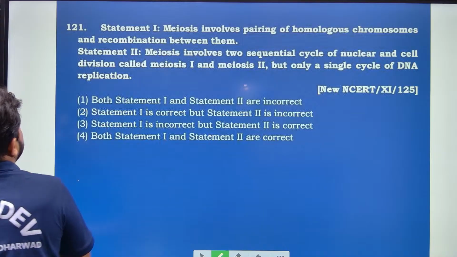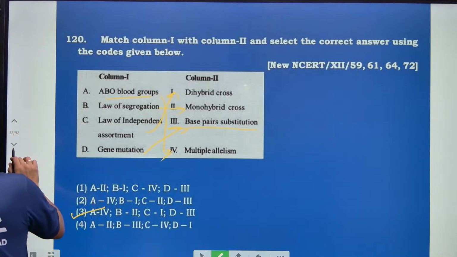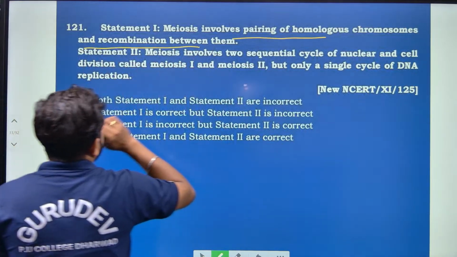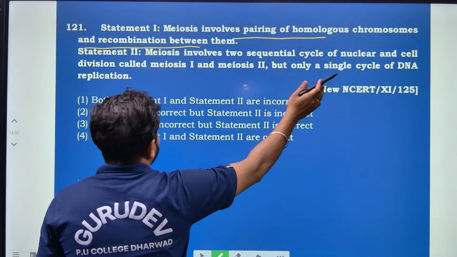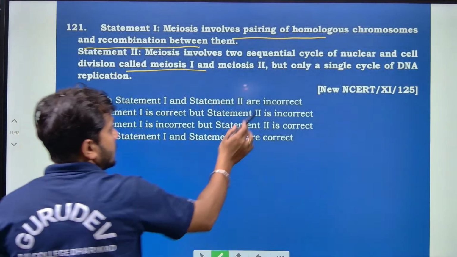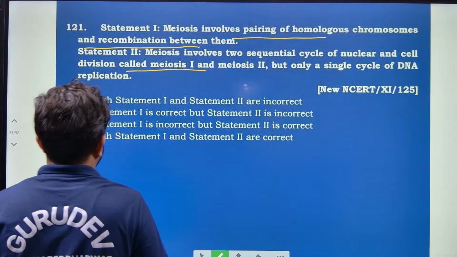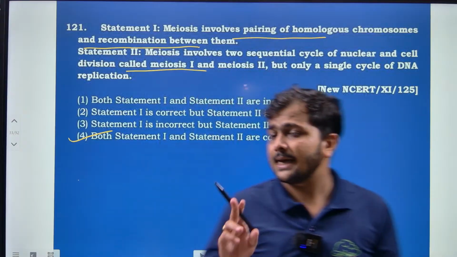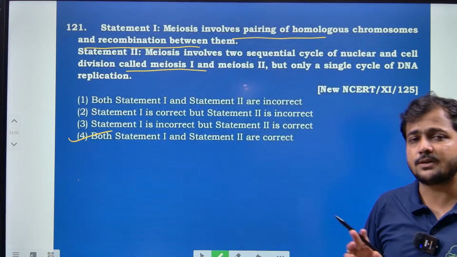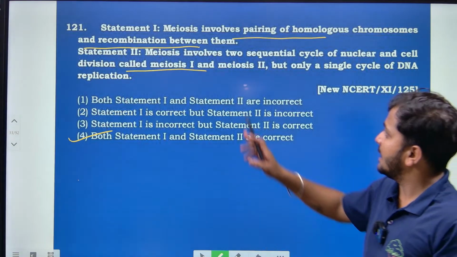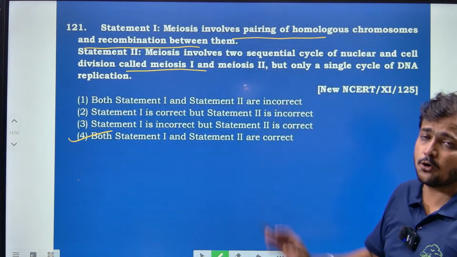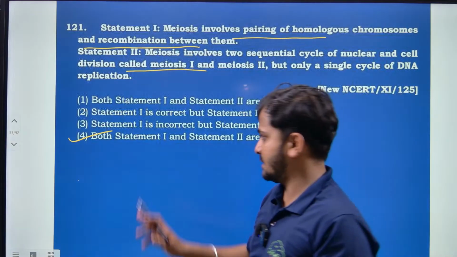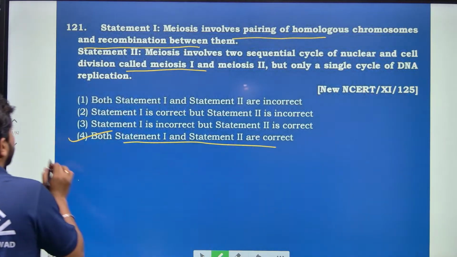So next question: statement 1 is that meiosis involves pairing of homologous chromosomes and recombination between them. Meiosis involves two sequential cycles of nuclear and cell division called meiosis 1 and meiosis 2, but only a single cycle of DNA replication takes place. So here both statements are correct, right? Pairing of homologous chromosomes and recombination mainly take place in prophase 1 of meiosis 1. Meiosis involves two sequential nuclear and cytoplasmic divisions, meiosis 1 and meiosis 2, but only a single replication takes place. So statement 1 and statement 2 are correct, right?